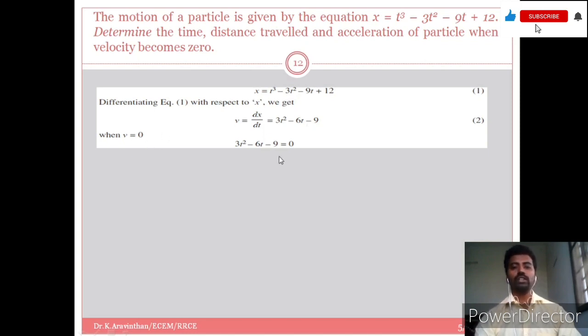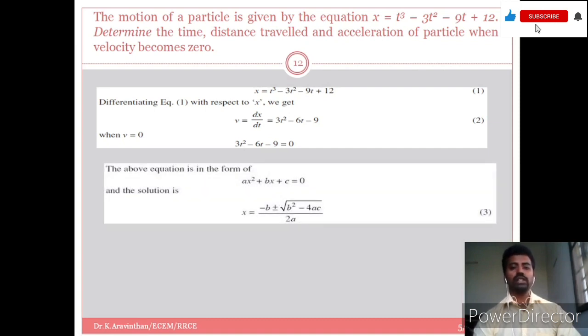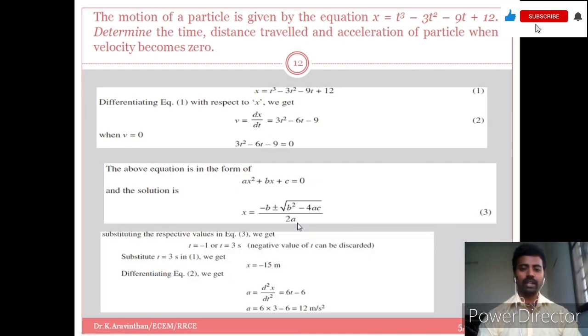So if you equate this component to 0, you will be getting t. Right now you have a component of t square and t. The above equation is in the form of ax square plus bx plus c. So the unknown component is x here and the constants are a is 3, b is 6 and c is 9. So in order to find the solution, we will use the quadratic formula below, and we will be getting two answers for t. So the only unknown is t, so t is plus and minus of the solution.